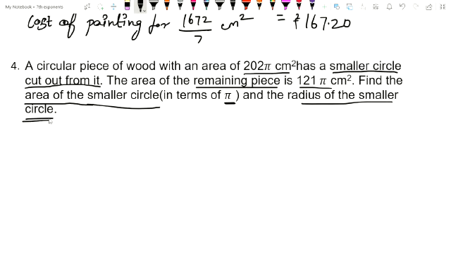Here what is given? A circular piece of wood with an area. It represents the area of the outer circle. So the area of the outer circle is 202 pi centimeter square and the area of the remaining piece is given. We need to find the area of the smaller circle, because the small circle is cut out from the outer circle.